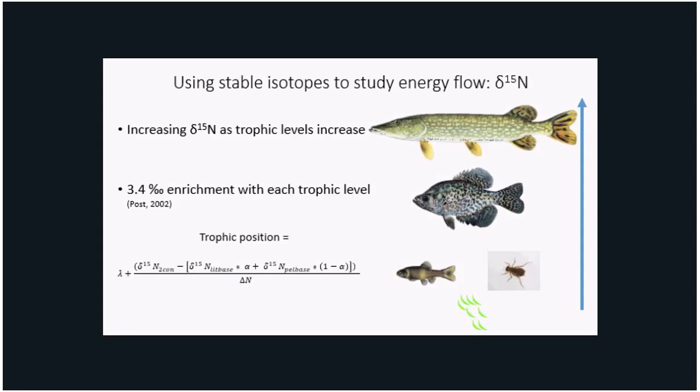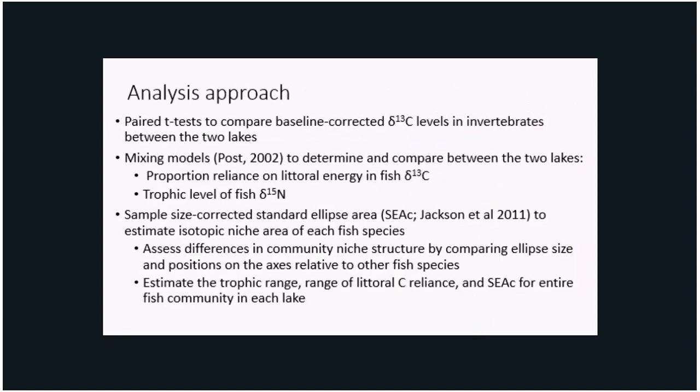So we use these values in the following analysis approach to understand the effects of zebra mussels on the fish community. First, we did paired t-tests to compare baseline corrected 13C levels in invertebrates. Then we used the mixing models described on the previous two slides to determine and compare the proportion reliance on littoral energy in fish as measured by the 13C concentrations, as well as the trophic level of fish as measured by the 15N concentrations. And finally, we used a Bayesian approach called sample size corrected standard ellipse area to estimate isotopic niche area for each species.